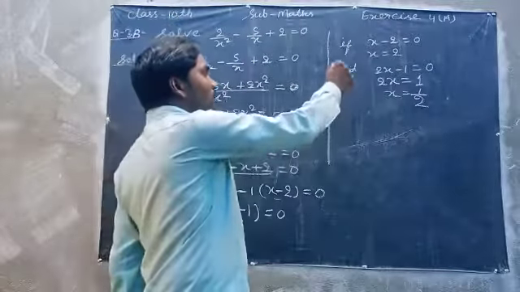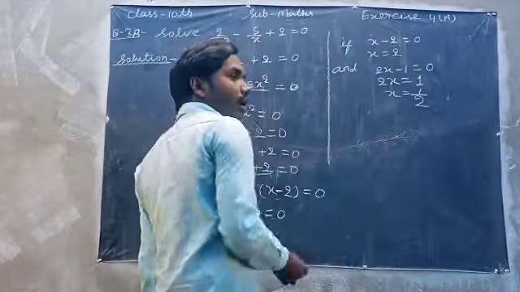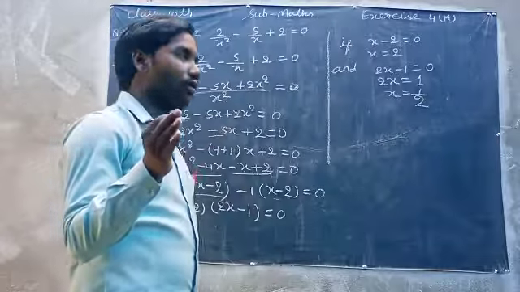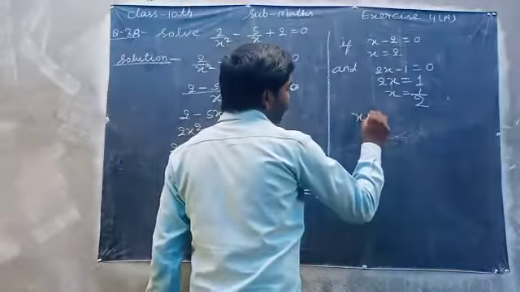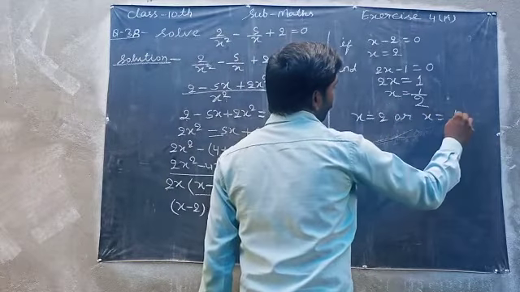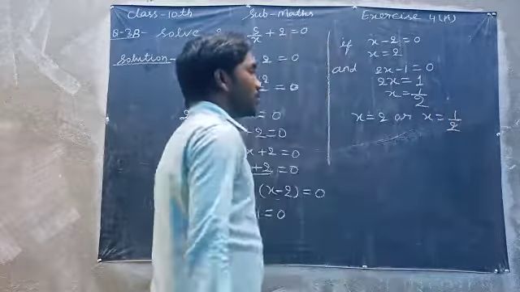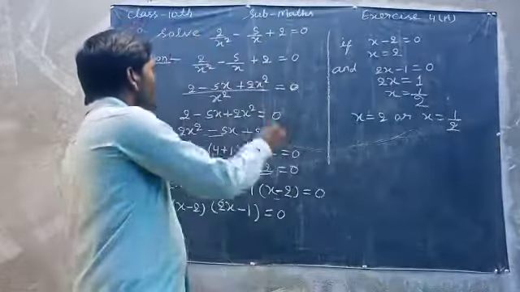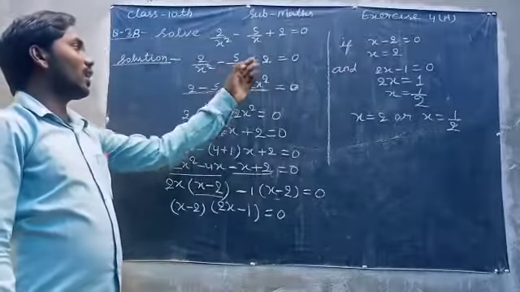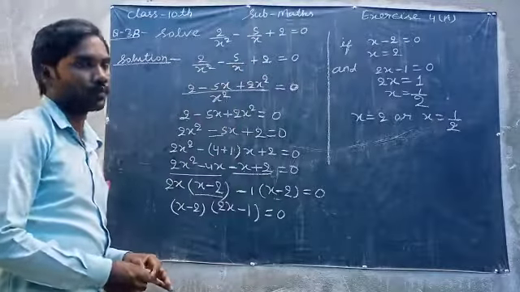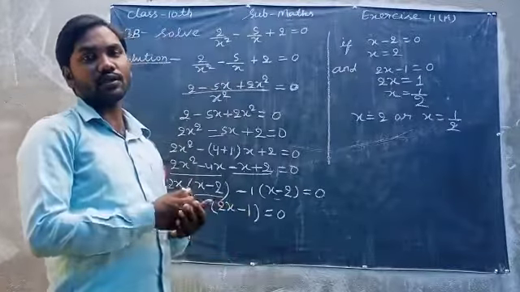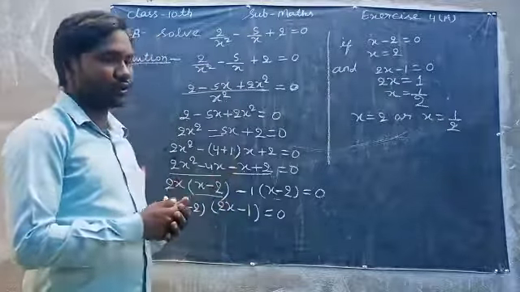So we got two values of x, and we know that for a quadratic equation we get two values of x. So x is equal to 2 or x is equal to 1 by 2. These are the two solutions for the given quadratic equation 2 upon x square minus 5 by x plus 2 is equal to 0. This way you can solve any other question which is based on this question.